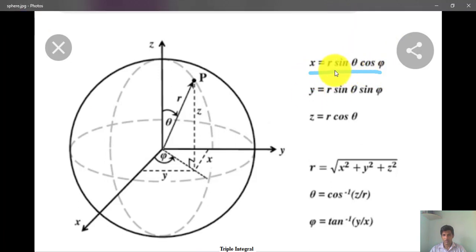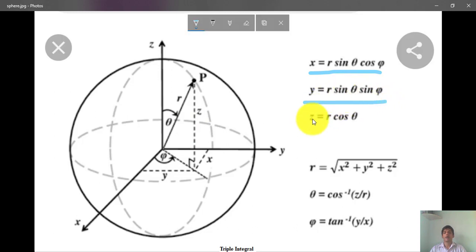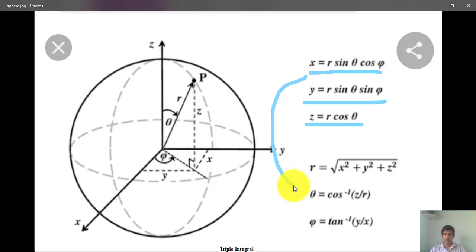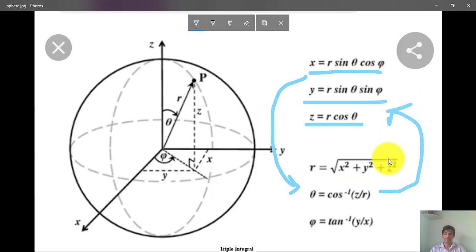Here x is equal to r sin theta cos phi, so along the x direction, and y is equal to r sin theta sin phi, and here z is equal to r cos theta. Fine. So here the Cartesian coordinate system can be transformed into a polar coordinate system, or a polar coordinate can be transformed into a Cartesian coordinate, and this is the figure. So this point P lies anywhere on the sphere.